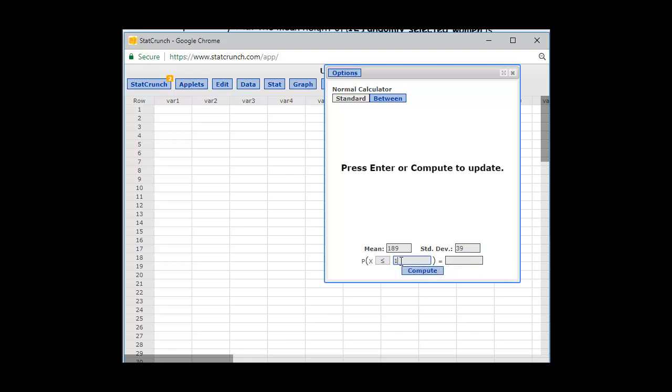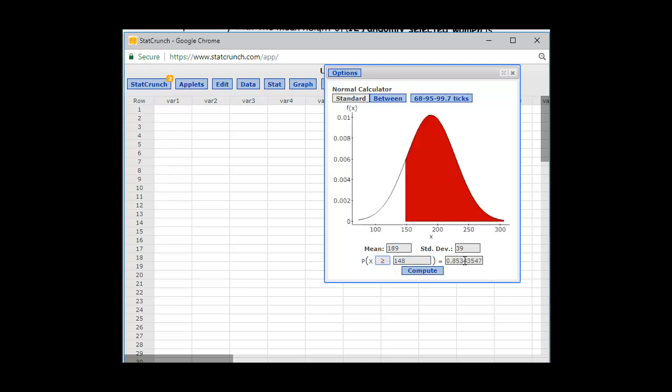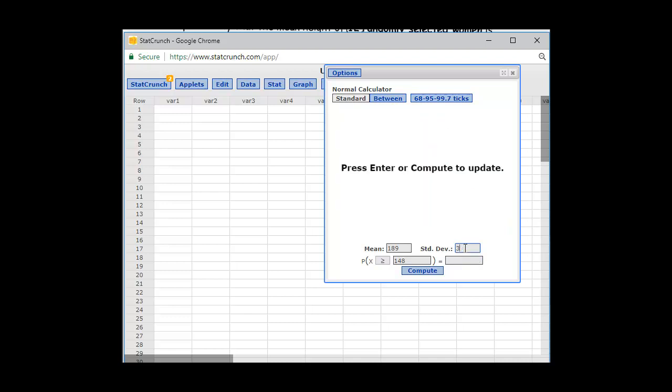Okay, and we're going to compare the chances of getting one male that is greater, and I need to change that. And we automatically came up with our 85. So we've got a pretty good chance that we're going to randomly select one male who's greater than 148. But when we're looking at a group of, I think we had 27, we would take that 39 that we had in here, divide by the square root of 27, and we would end up with a new standard deviation of 7.505. I'm going to put 7.505 in here and compute that.